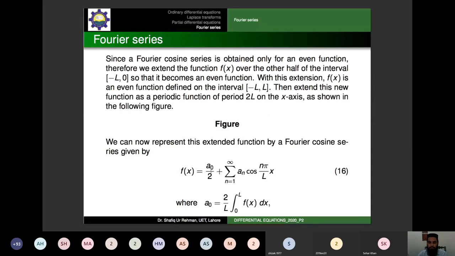Since the Fourier series, number 16, you see that it will involve only cosine terms. It is based on the function f of x defined over the interval from 0 to L, which is half of the interval of periodicity, minus L to L. I mean, this is all. The function is going to be periodic.